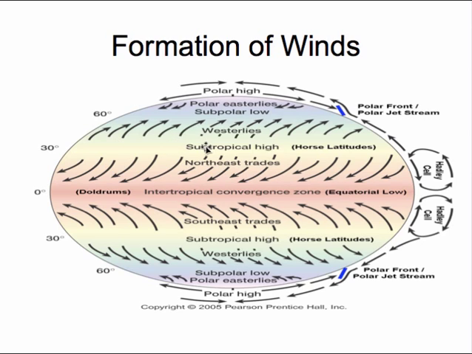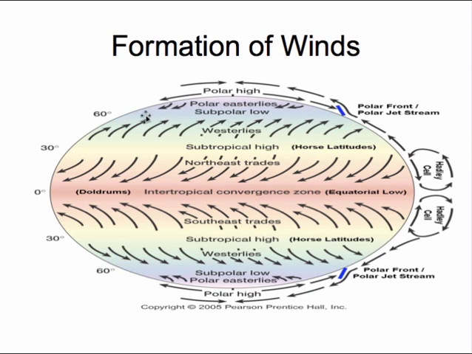So in a subtropical high, air is sinking. So here we end up having the polar high up here. Let's go up this way first. Polar high, you end up having the polar high here. The air is pushing down. As it pushes down towards the low pressure system, it pulls that air with it. That gives you your polar easterlies.